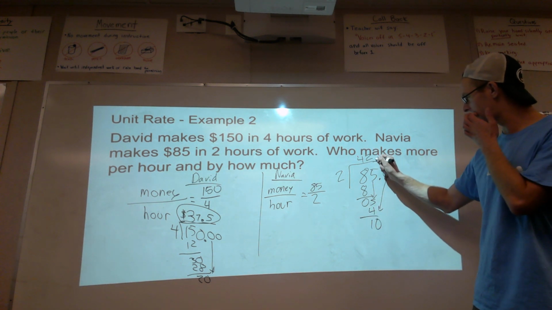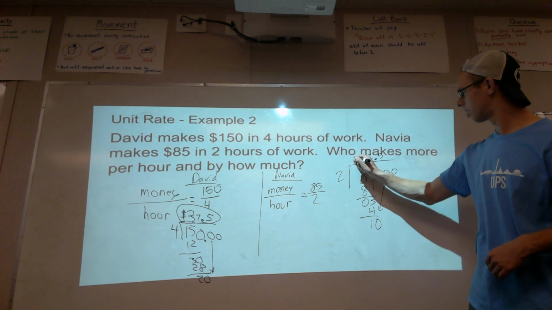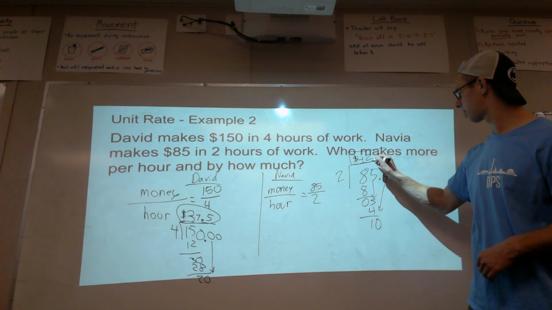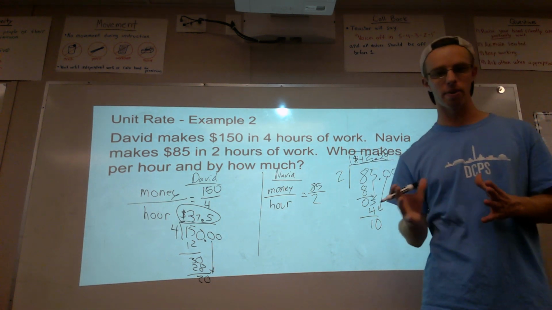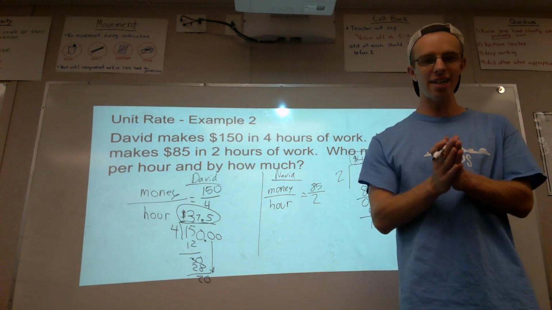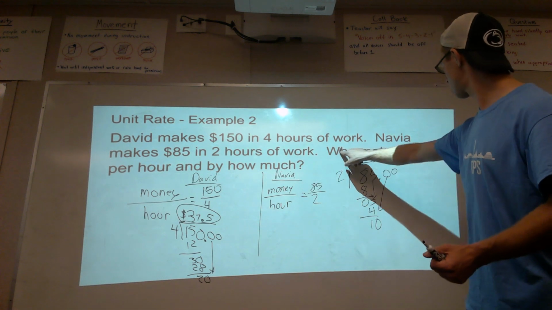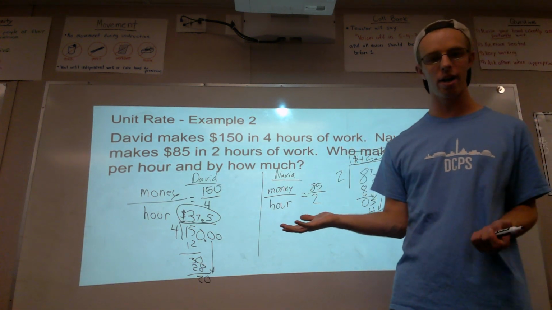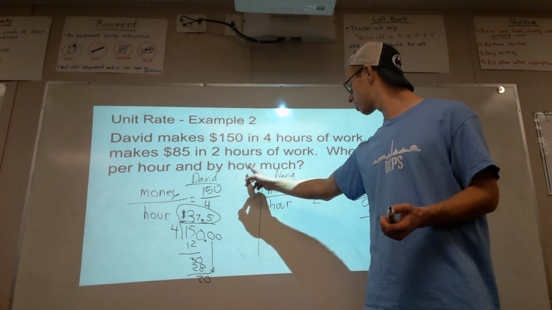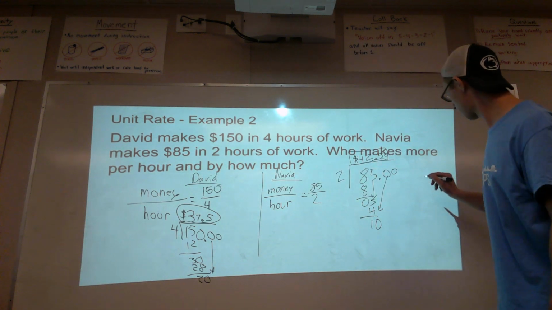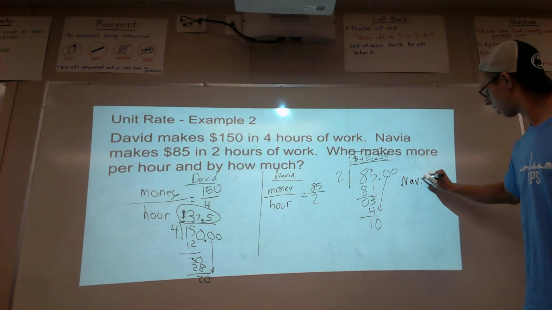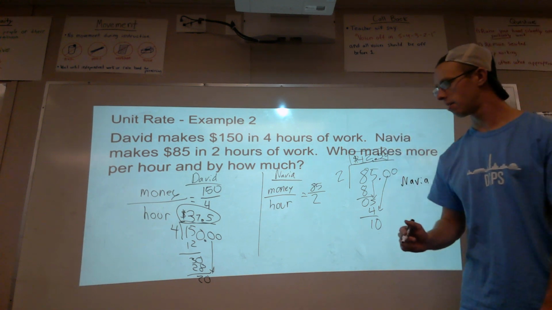2 goes into 10 5 times. So Navia is making $42.50 per hour. Now the final step is to make sure I am answering the question, because I have 2 numbers. Well, the question says who makes more per hour, and by how much? So I know Navia makes more, so I'm going to write Navia. But I want to know by how much.